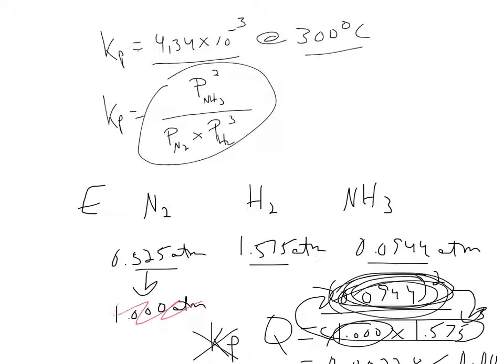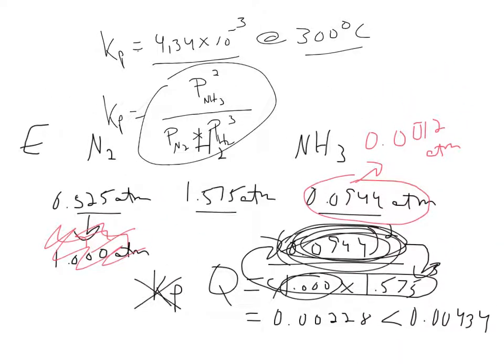So let's say that we go back to our original scenario, and let's say that I start getting rid of this. So let's say that I change this ammonia. I take some of it out so that I'm only left with 0.0012 atmospheres. So I remove some of the ammonia and reduce that amount. What would that do to my expression value here?